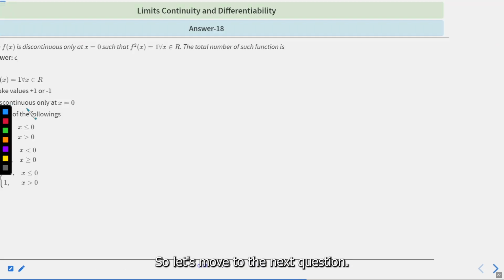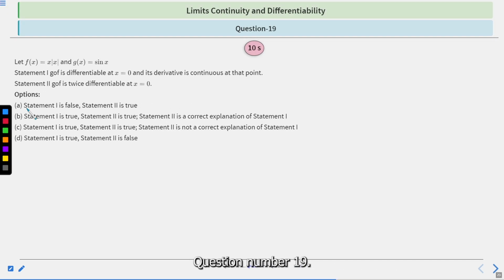So let's move to the next question, question number 19, which says if f(x) = |x| and g(x) = sin x, statement 1 says g of f(x) is differentiable at x = 0 and its derivative is continuous at that point. Statement 2 is g of f(x) is twice differentiable at x = 0. Clear? So we have to find whether statement 1 is true or 2 is true or statement 1 or 2 is a correct explanation of each other or not.